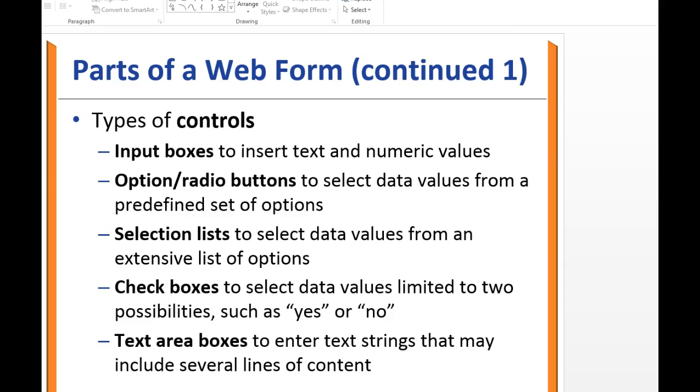So let's look at the types of widgets that we have. Input box to insert text and numeric values. Option buttons, or sometimes we might call them radio buttons, for selecting a data value from a small predefined set of options. Also selection list for selecting data values, checkbox for selecting data values limited to basically yes or no, and text area box for entering a text string that could have maybe several lines in it.